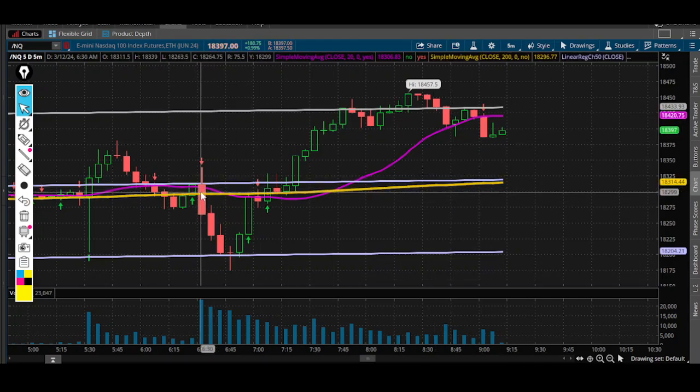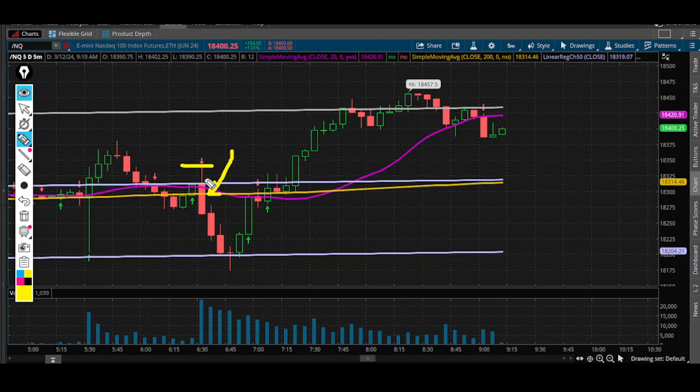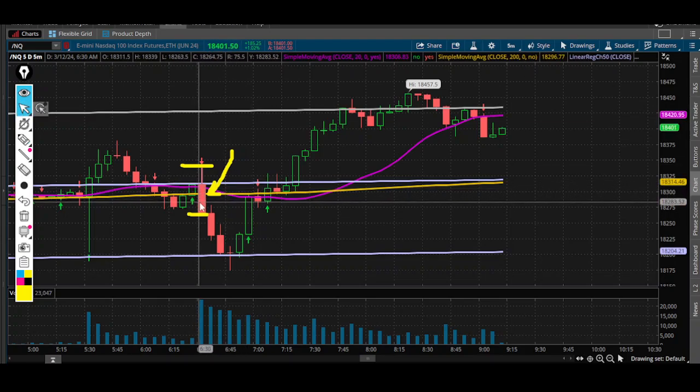So we can see here immediately off the bell, we had that close below the 20 period moving average, and I'll highlight that for you. That's in this candle here. You can see the top wick is put in here over this linear regression channel, and the bottom of the candle is here. Now this candle was a 75-point range.